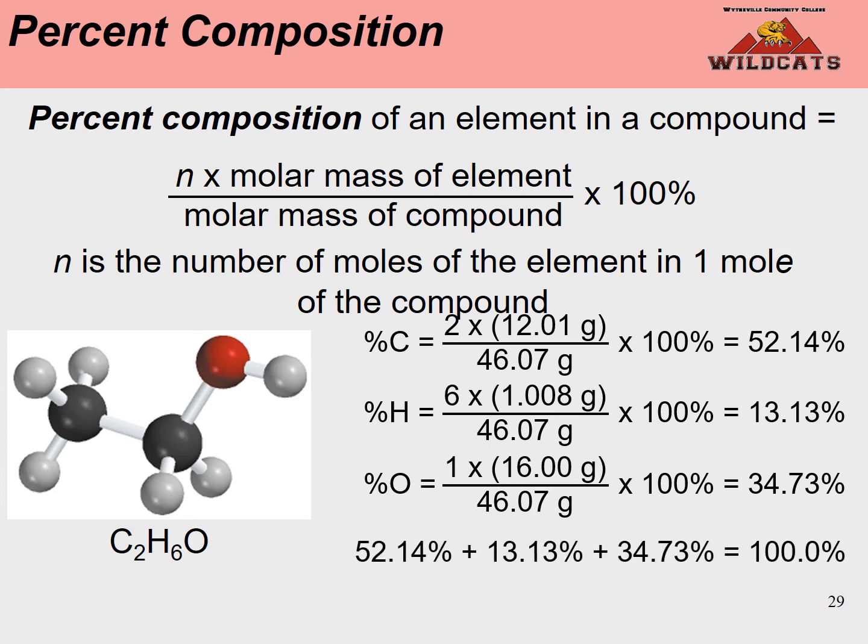And if you'll notice, if we add all these together, we end up with 100%. Sometimes it may be 99.99 or 100.01 because of significant figures. But as a general rule of thumb, this will always round to 100% at least to 3 digits.